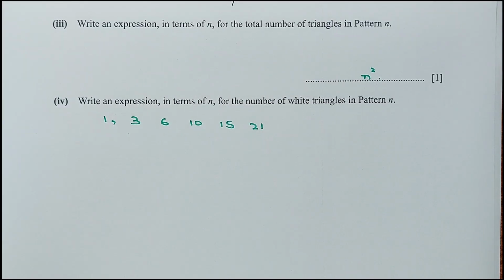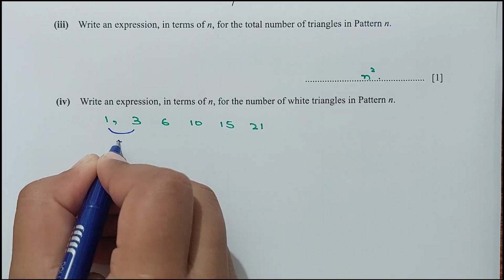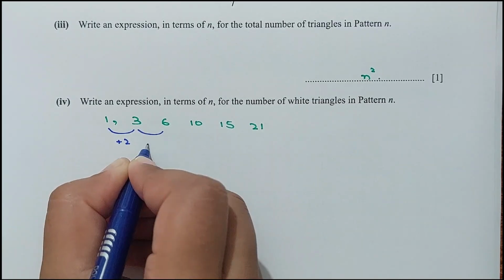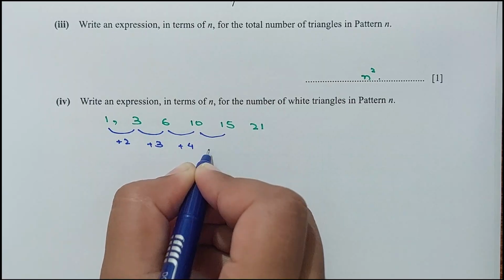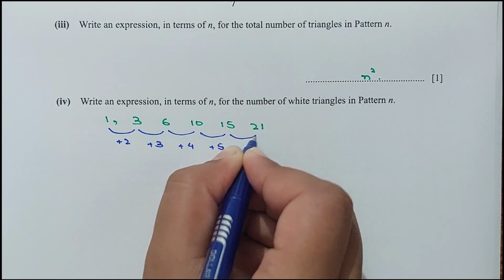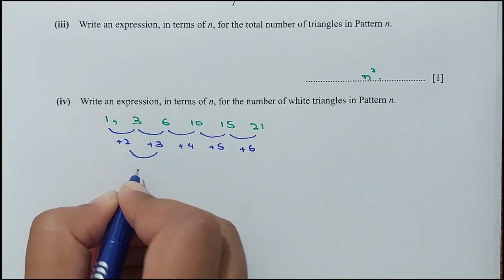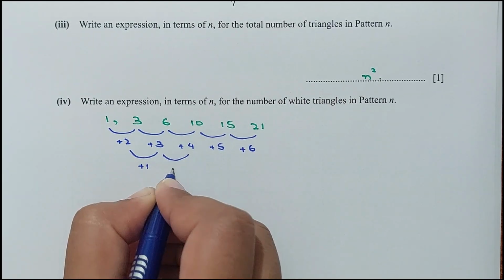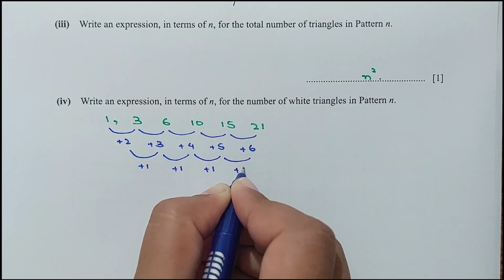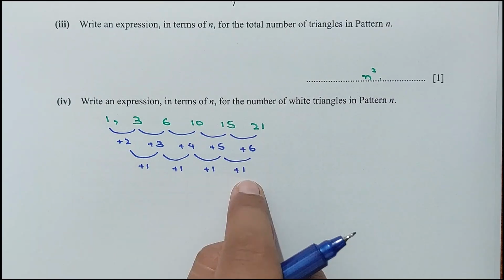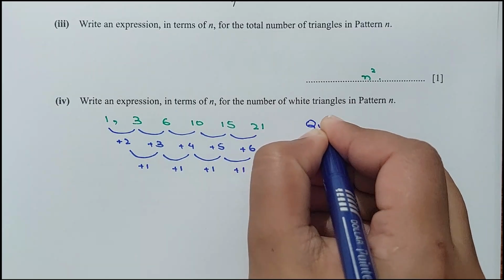Okay, let me find out the difference between the numbers. Adding 2, adding 3, adding 4, adding 5, and then adding 6. This is not a linear sequence. The second difference is just 1, 1, 1, 1. Since the second difference is constant, it is obvious that it is a quadratic sequence.